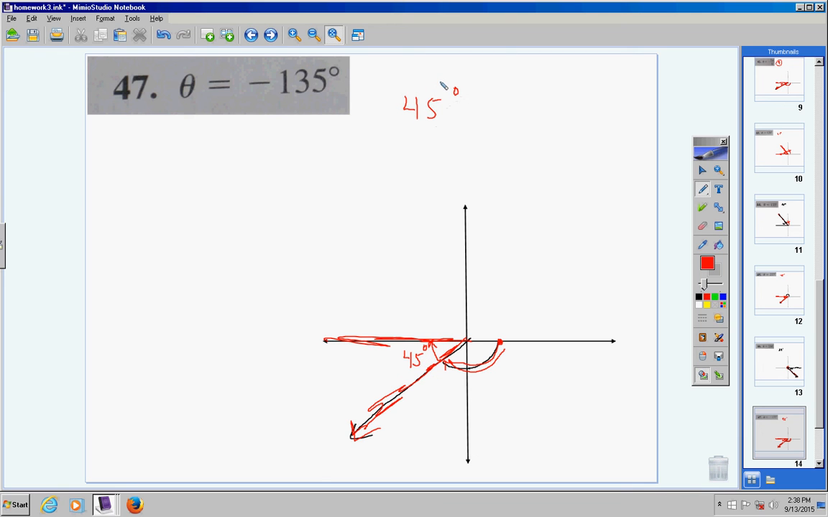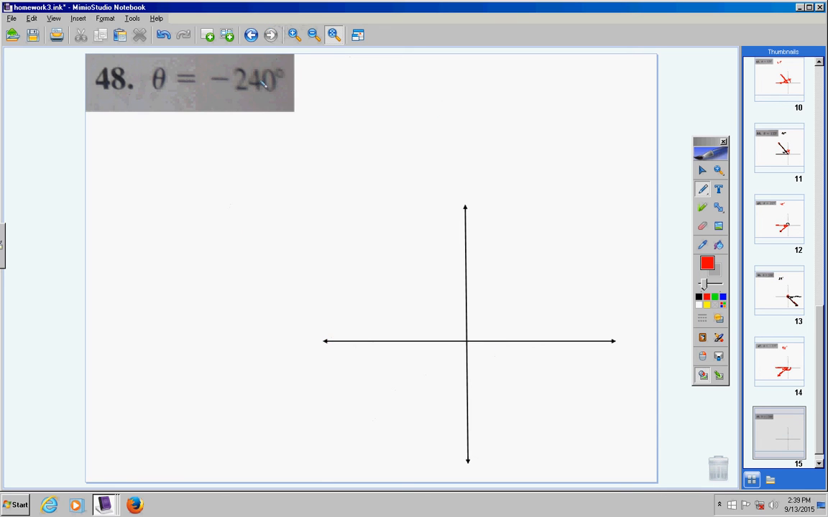Remember, we talked about this a couple minutes ago. With reference angles, it doesn't matter if they're positive or negative. That's not the issue. The issue is what is the actual reference angle? The sign doesn't matter. Okay, I just need to know the reference angle. All right, number 48, negative 240.